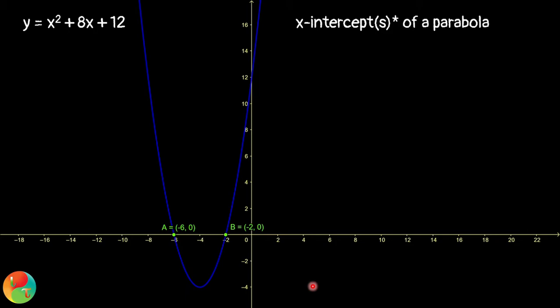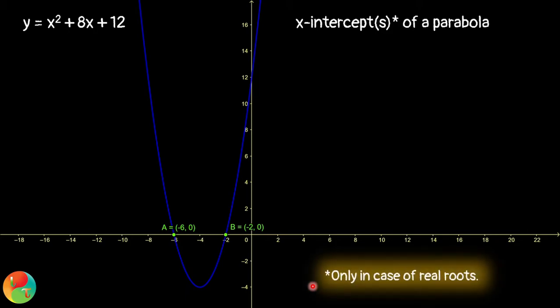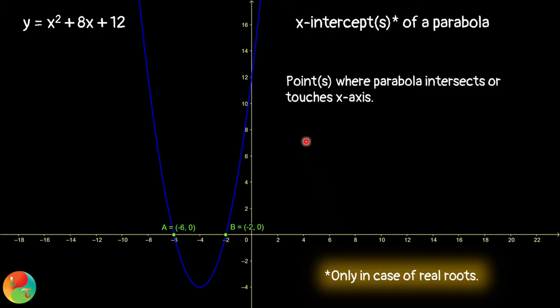Now let's talk about the x-intercepts of a parabola. But remember, x-intercepts only form in case of real roots. So the point or points where the parabola intersects or touches the x-axis are called the x-intercepts of the parabola. These are the points where the equation y is equal to 0 is satisfied. It means those points where the value of y is 0 are the x-intercepts of the parabola. Value of y 0 means points which are located on the x-axis. So here point A is located at minus 6, 0 and point B is located at minus 2, 0.